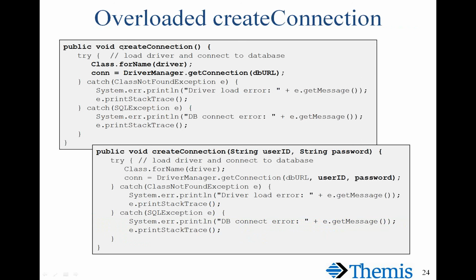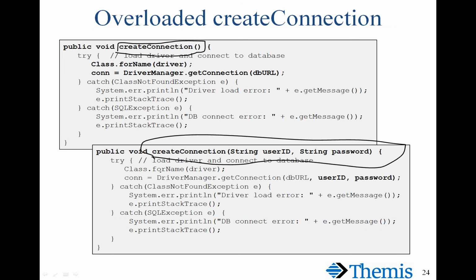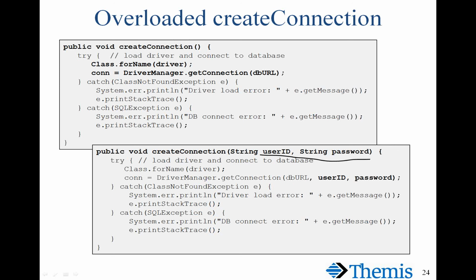Here are the 2 create connection methods. This is, of course, overloading. This one takes no parameters, this one takes 2 strings, so that the ID and password that are passed in here can then be used on the get connection call. Where here there is no ID and password used on the get connection call.